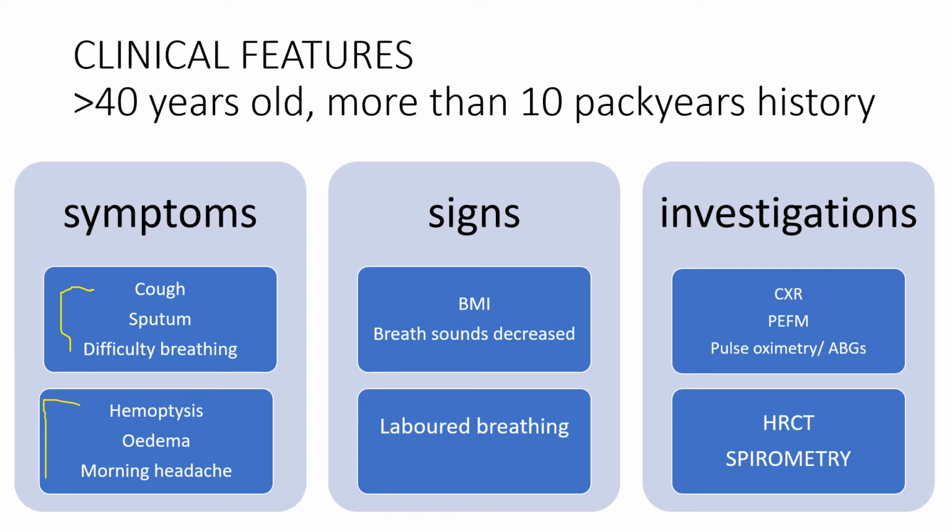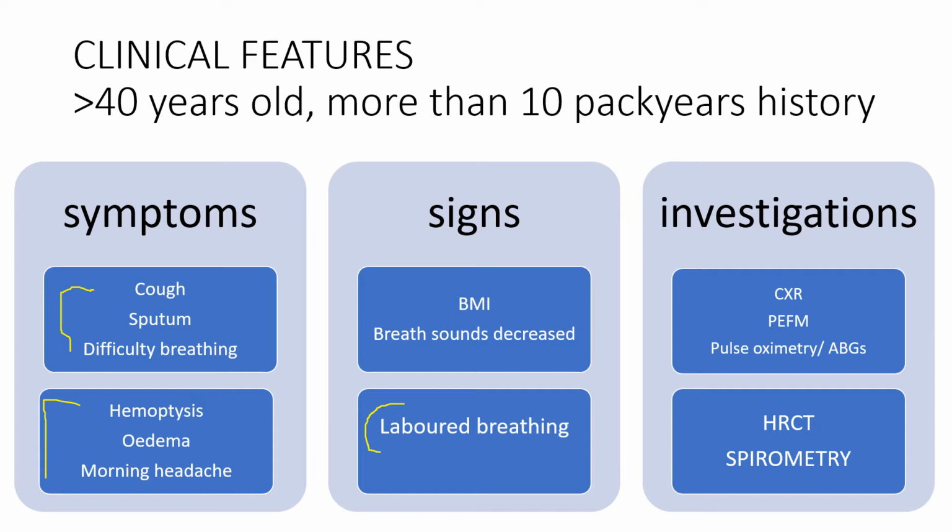Then the most common signs that we should look for are the BMI of the patient and the whole detailed chest examination, particularly the respiratory system examination. The breath sounds will be decreased. If the patient is also having some infection, there might be some crackles. But most importantly, the patient will be having labored breathing. There will be intercostal and subcostal recessions, and the diaphragm will be very down.